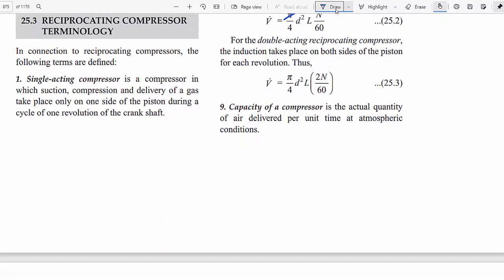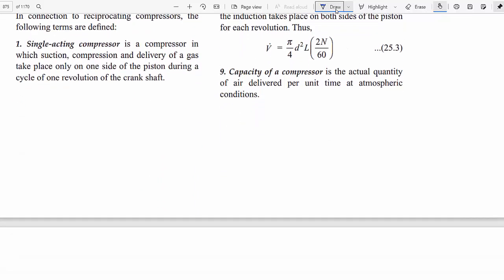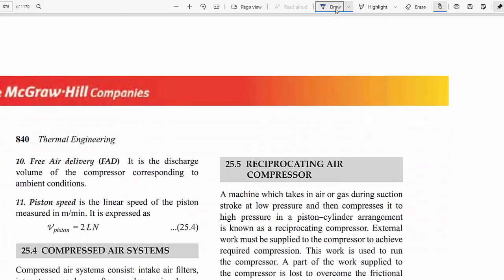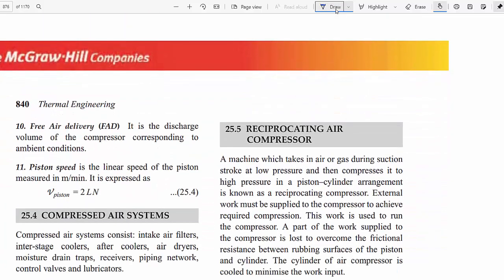Then capacity of the compressor. The actual quantity of air delivered per unit time at atmospheric condition is capacity. Then free air delivery, as I already said, is the discharge volume of the compressor corresponding to ambient condition, which means not working condition.